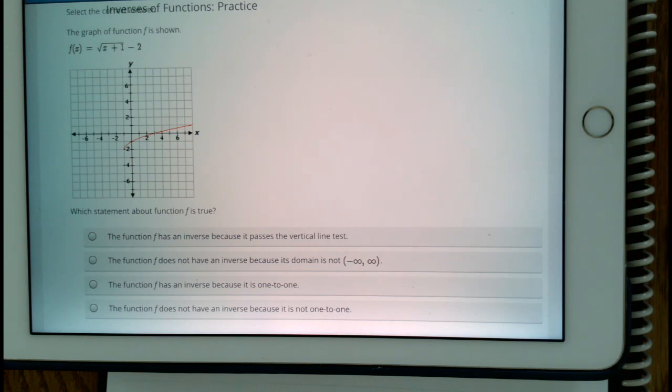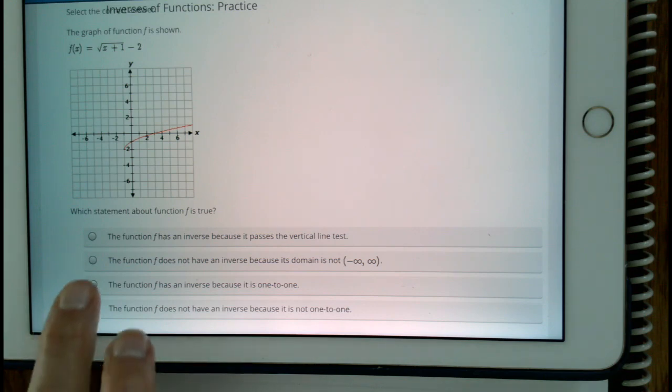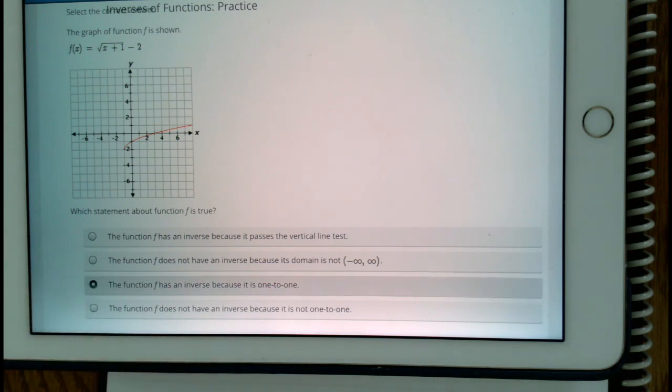Oh, well, if the third option is true, then the last one's not, because it says the function f does not have an inverse because it is not 1 to 1. Well, it must then be this option right here. The function has an inverse because it's 1 to 1. It also has an inverse because it passes the horizontal line test.